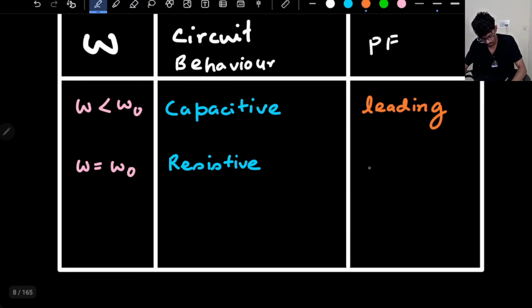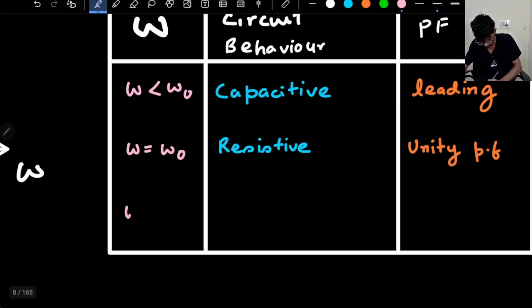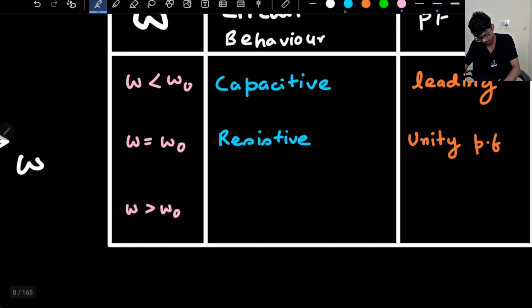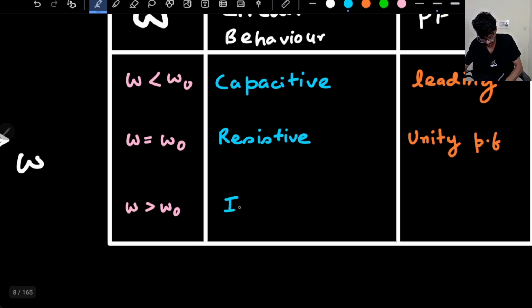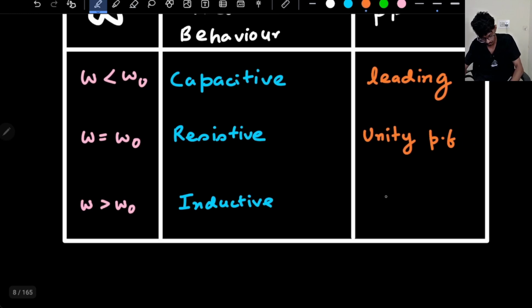And this will be unity power factor. Okay, and at omega greater than omega naught, it will be purely inductive. Okay, and the power factor will be lagging basically.